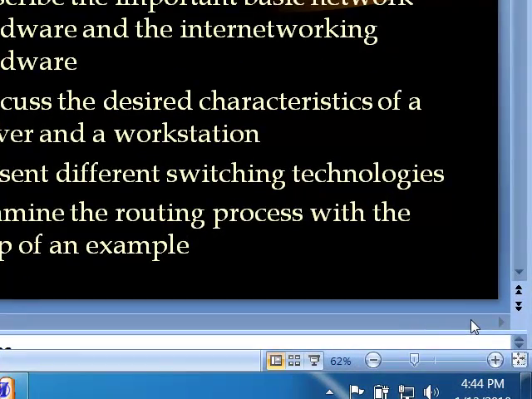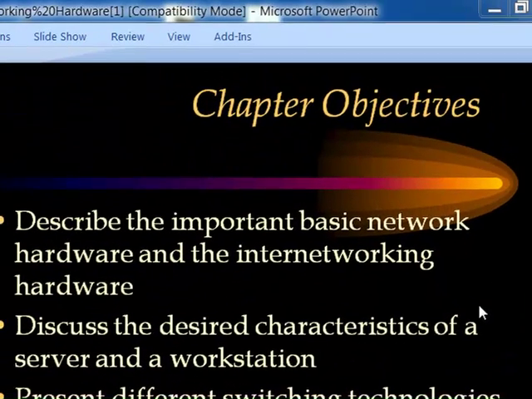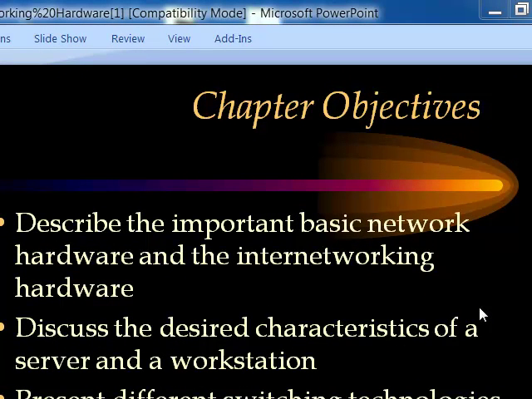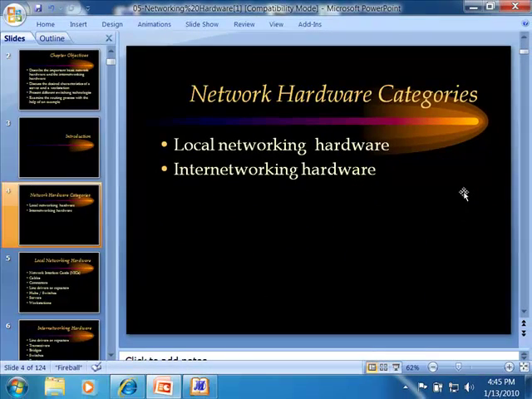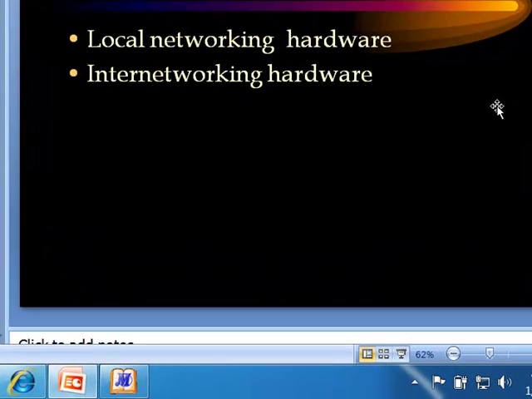Alright, what I'm going to do today is to talk about the different network hardware, and here are some objectives that you might want to take a look at. When we look at the network hardware, we will divide them into two things. One is local networking hardware and internetworking hardware. What I mean by local networking hardware is to connect the clients together.